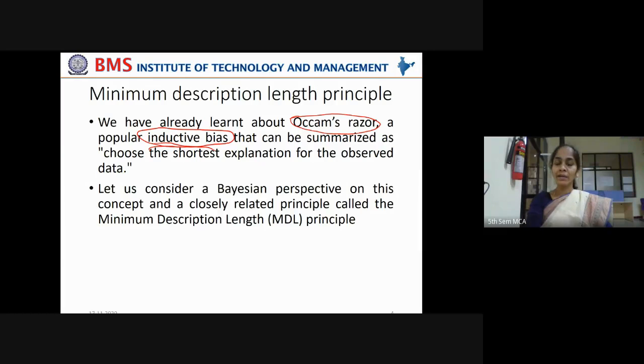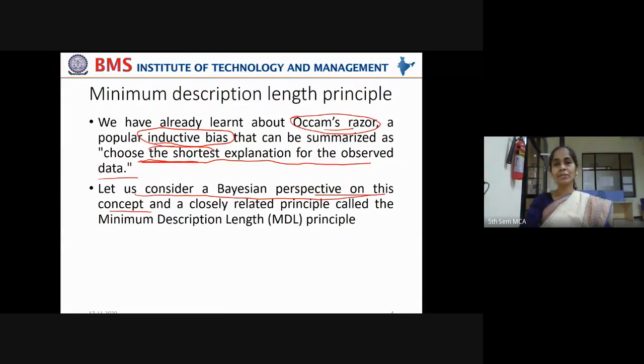Okay, so we understood about this Occam's razor method as a popular inductive bias assumption that we have made. It can be summarized as: choose the shortest explanation for the observed data. Whenever you have a set of explanations, in that set always choose the shortest one, the simplest one, the less complex one. That is defined by Occam's razor. Now let us consider a Bayesian perspective on this concept.